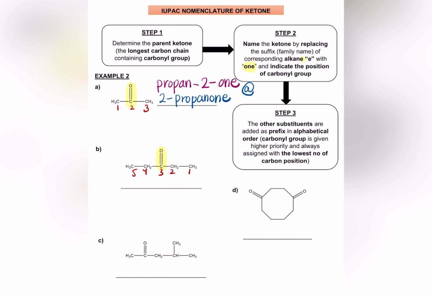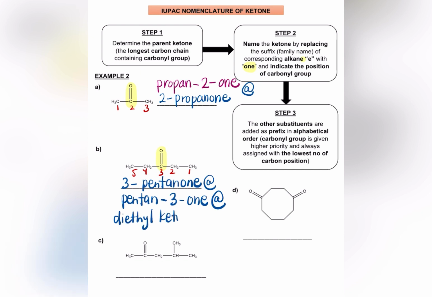So the name for this one will be 3-pentanone. You can also use another style, which is pentan-3-one. You can also use another name for this one, which is diethyl ketone. And there is a space between diethyl and ketone. So this is another common name for structure B. But I hope you can give the IUPAC nomenclature as general. So the top one should be fine.